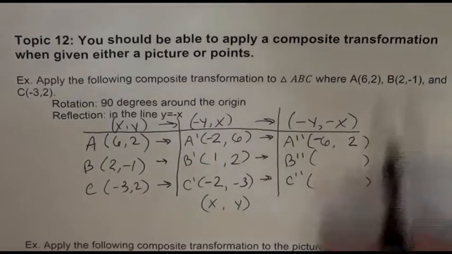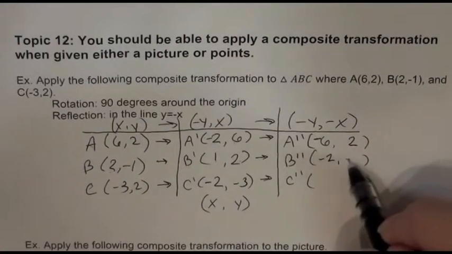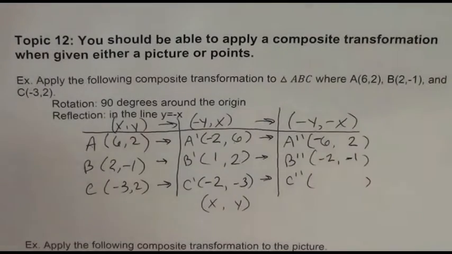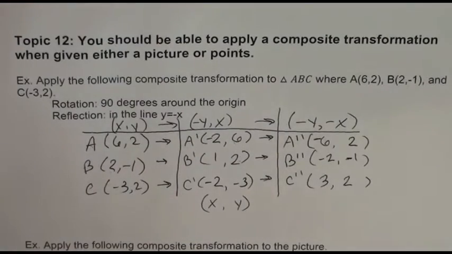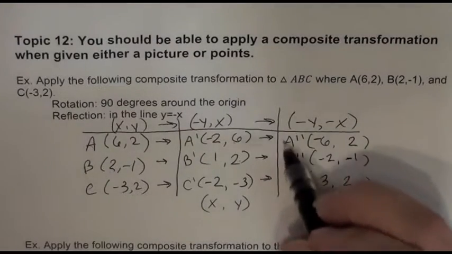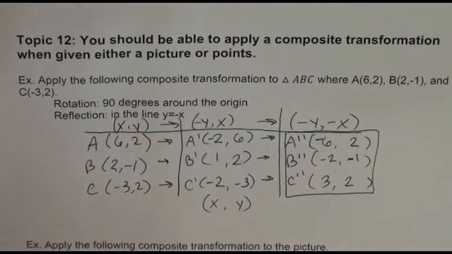So the 2 turns into a -2 first, and the 1 turns into a -1 second. -2, -3, they switch spots and switch signs. Since both of these are negative, that turns them both into positive. So our points, A double prime, B double prime, and C double prime, are (-6, 2), (-2, 1), and (3, 2).